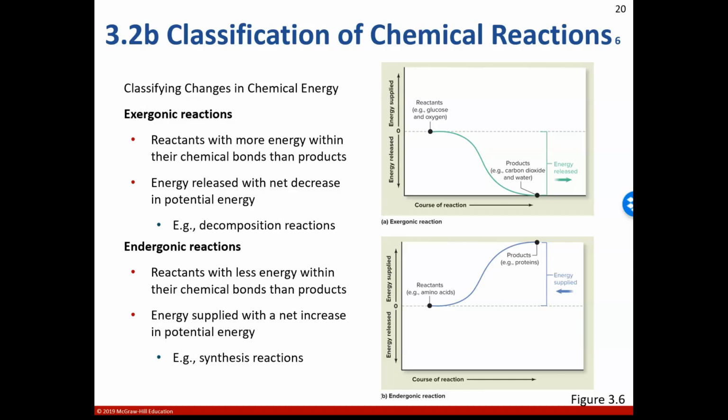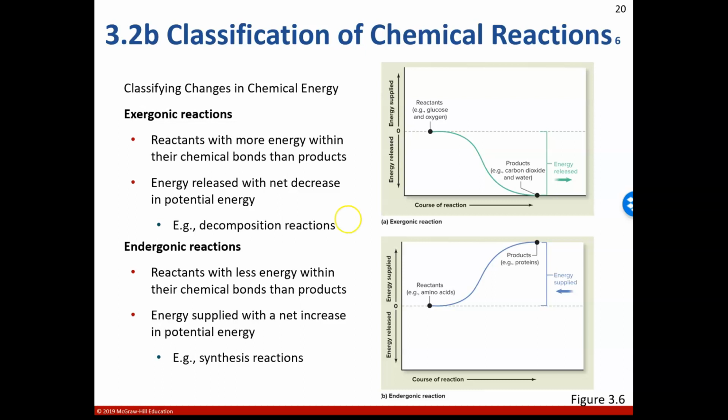We can classify them as either exergonic or endergonic reactions. Exergonic reactions are when we have reactants with more energy within their chemical bonds than their products do. So notice how on these graphs here, we see that above the 0 on our y-axis is energy being supplied, and below it is energy being released as the reaction continues. So our energy here is being released with a net decrease in potential energy. This would be an example of our decomposition reactions.